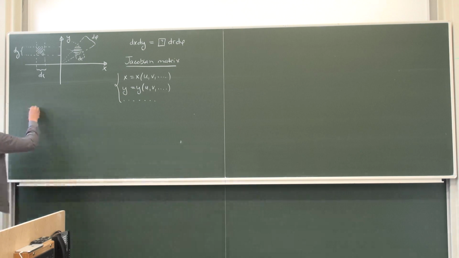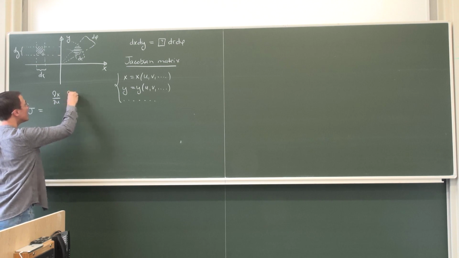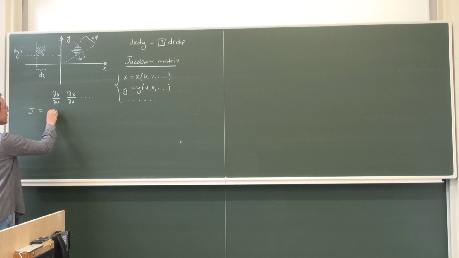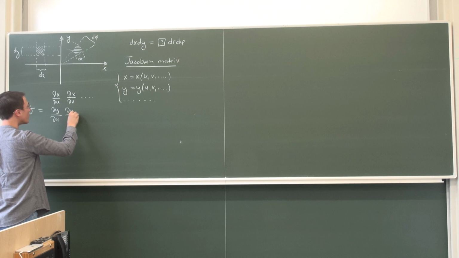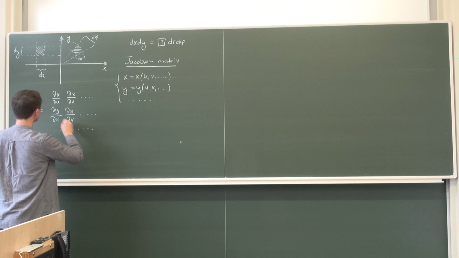It's called the Jacobian, and it is this. It's dx by du, dx by dv, and so on. Then dy by du, dy by dv, and so on, and continues.